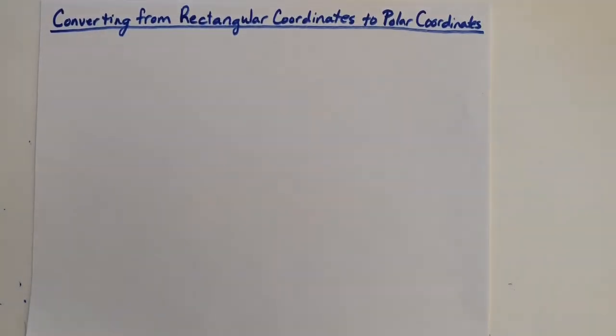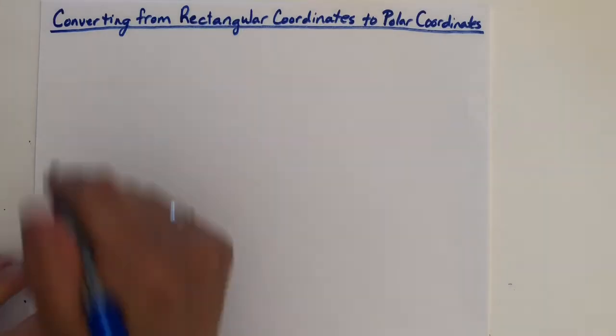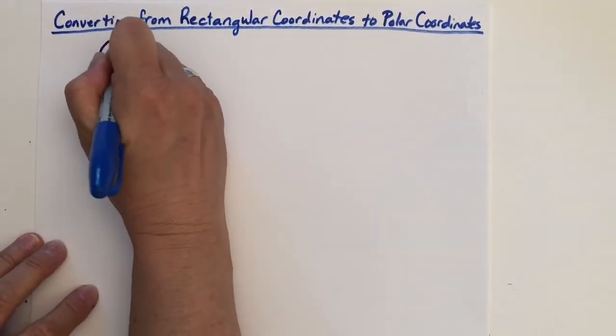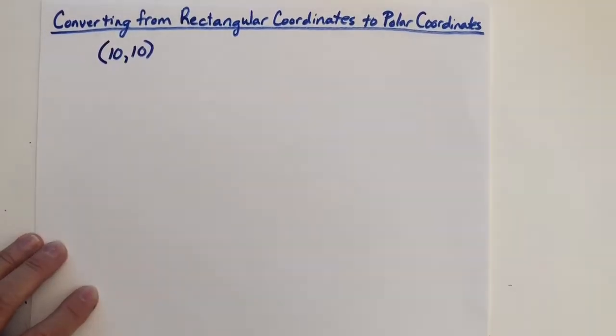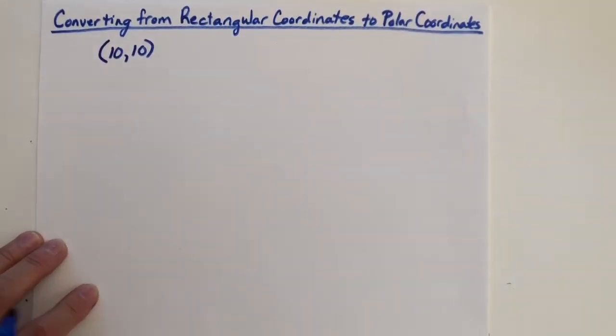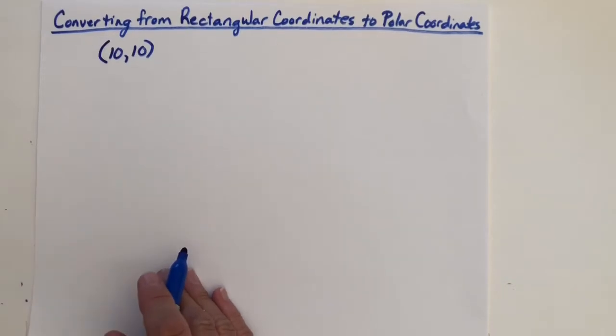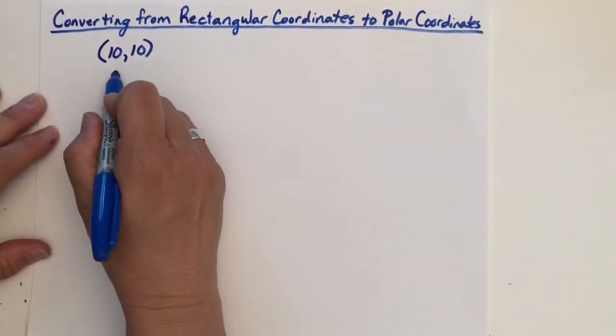Let's talk about converting from rectangular coordinates to polar coordinates. So let's start first with the point (10, 10) in rectangular coordinates. My first step is always to draw a picture of that point on the rectangular coordinate plane.